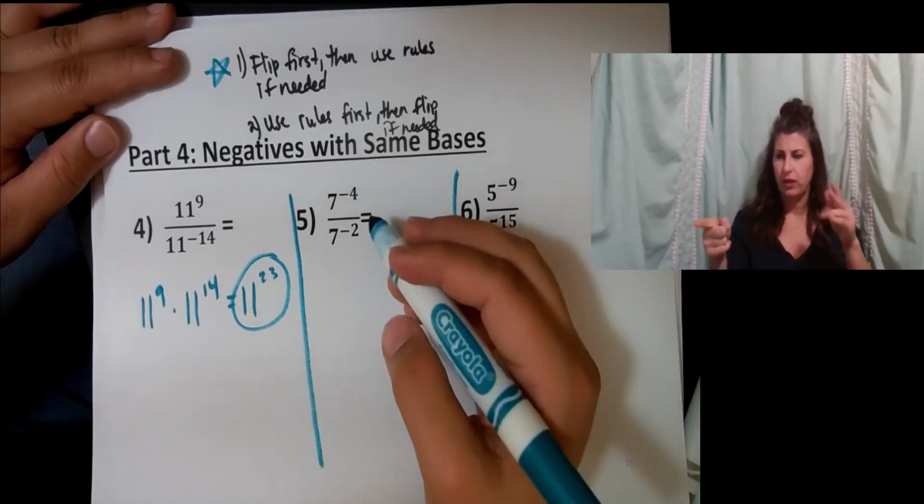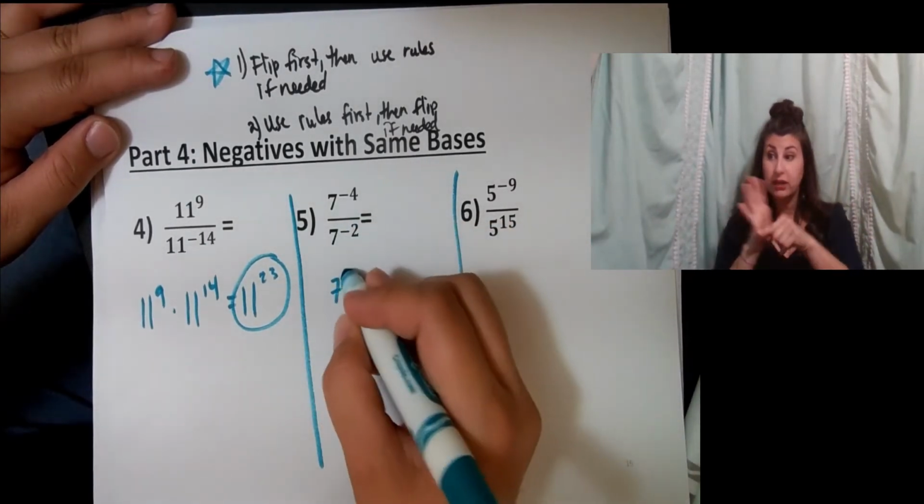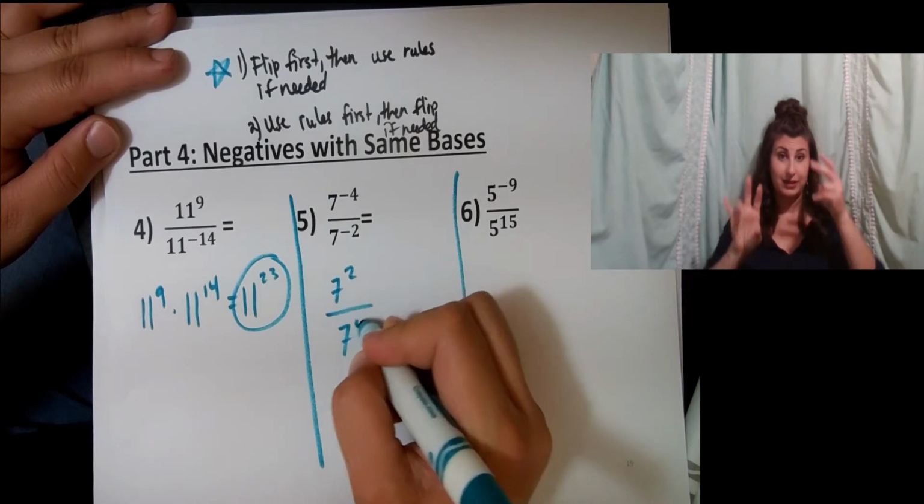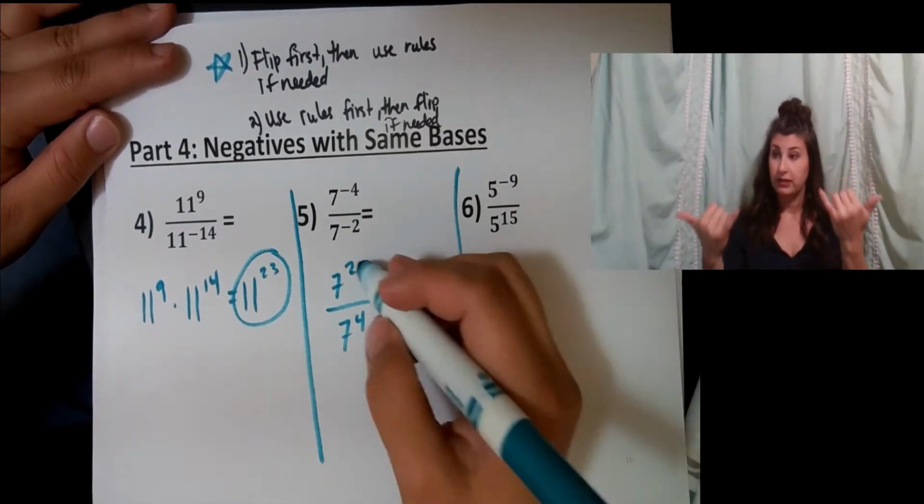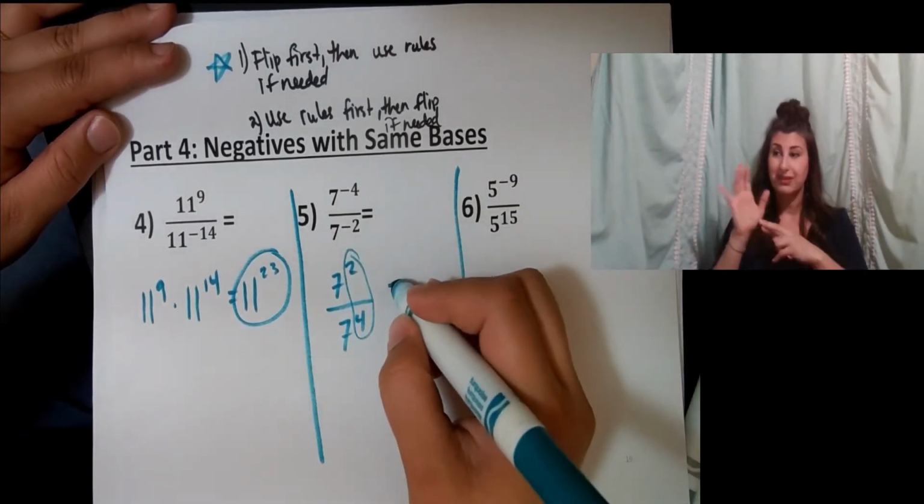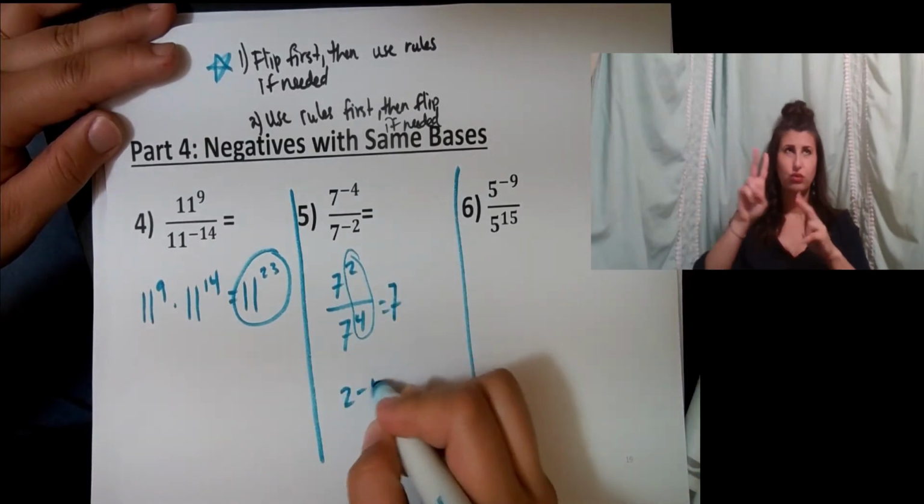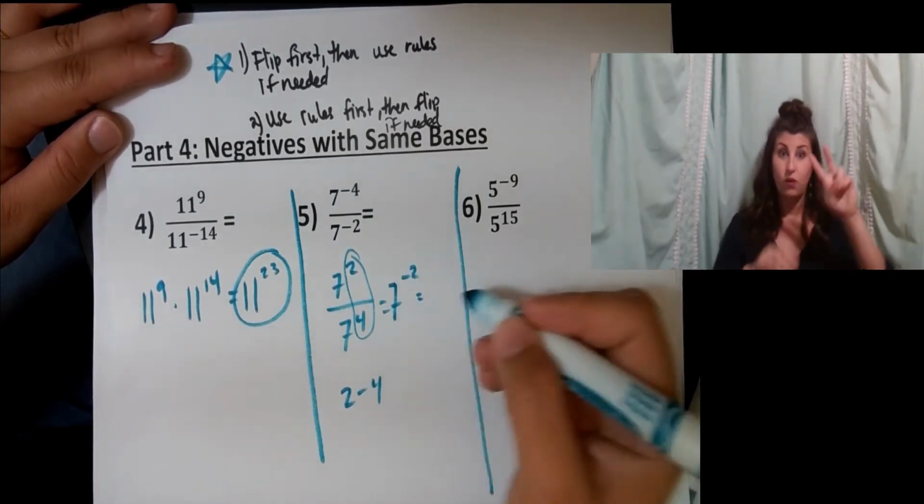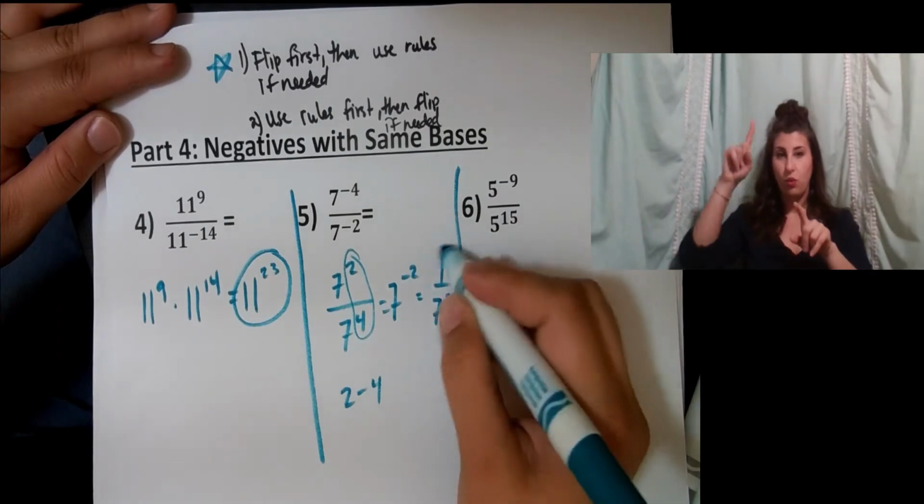Now this one, flip. Both of them are negative. So I'm going to do 7 squared over 7 to the 4th. Now I'm going to use my rules. So that's 7, and 2 minus 4 is negative 2. Ooh, I'm going to have to flip again. So 7 squared.